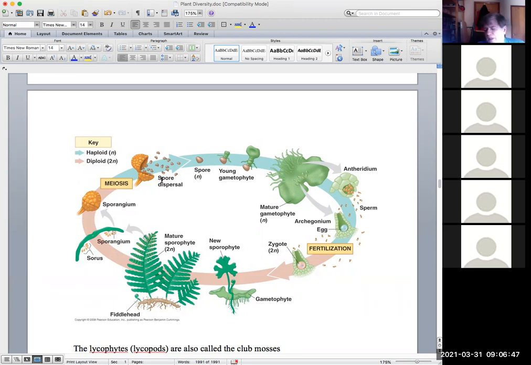So these spores are made by meiosis. We have a single-celled spore that's 1N, that's haploid. And when we look, this cell starts to divide by mitosis, and as it divides by mitosis, it forms the gametophyte.